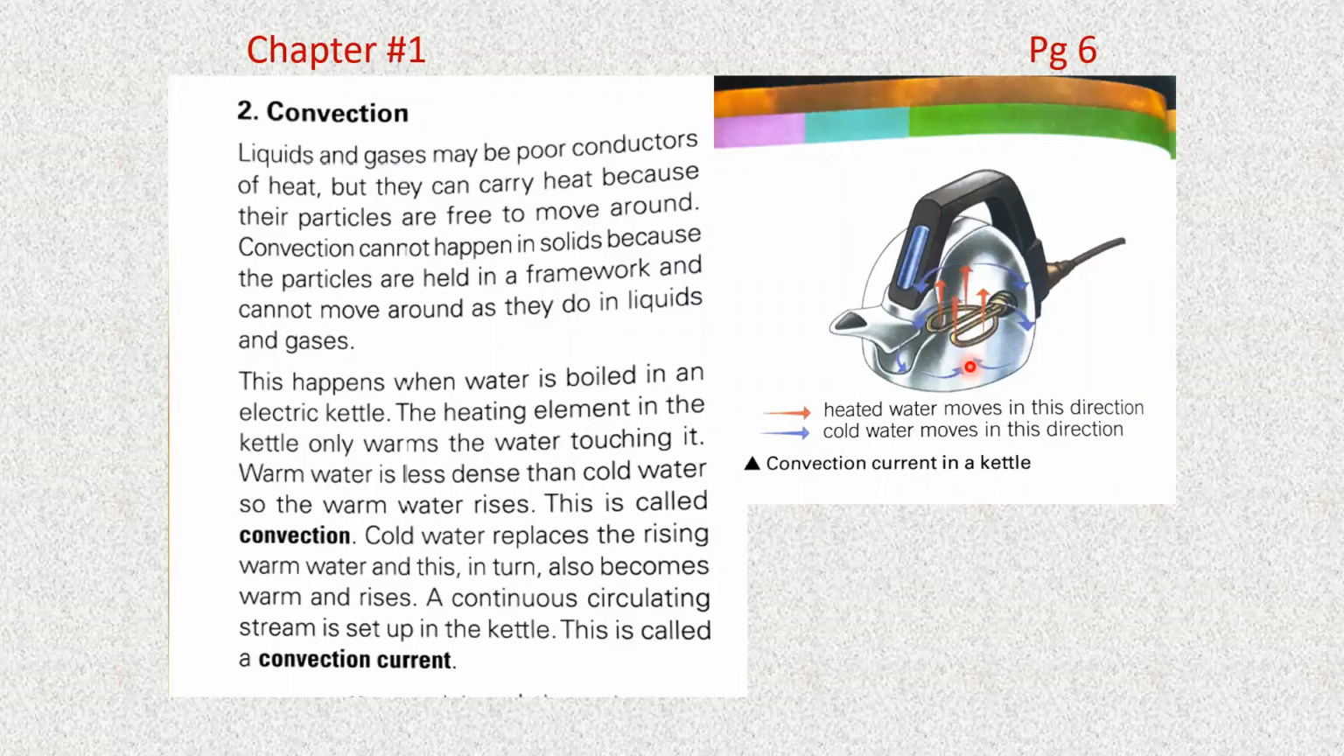This happens when water is boiling in an electric kettle. The heating element in the kettle only warms the water touching it. Warm water is less dense than cold water, so the warm water will rise up, and this is what is called convection. The place of that rising water will be taken by the cold water lying on the top of the kettle, and it will come down, and it will warm and rise. So a continuous circulating stream is set up in the kettle, and this is what is called a convection current.